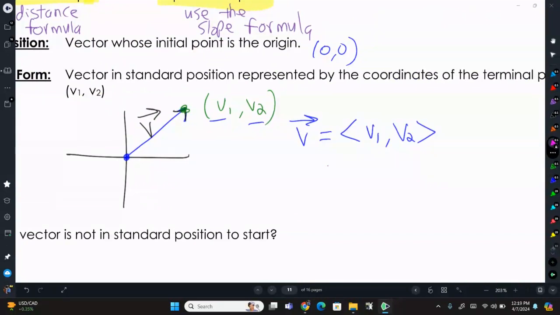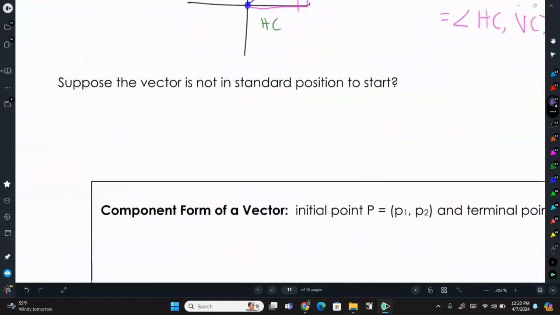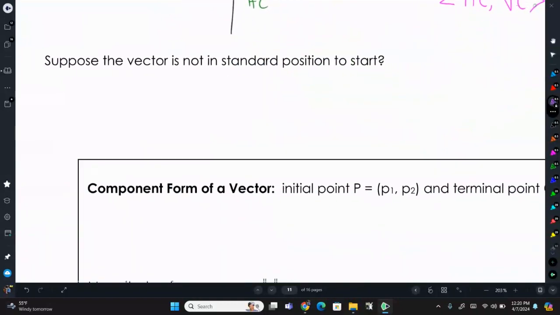And then you can also think of this as the horizontal component, comma, the vertical component of your vector. Because if you look over here, we make this a right triangle. This would be our horizontal component, and that would be our vertical component. Just like x and y, we use that for our horizontal and vertical movement. Same idea for vectors.